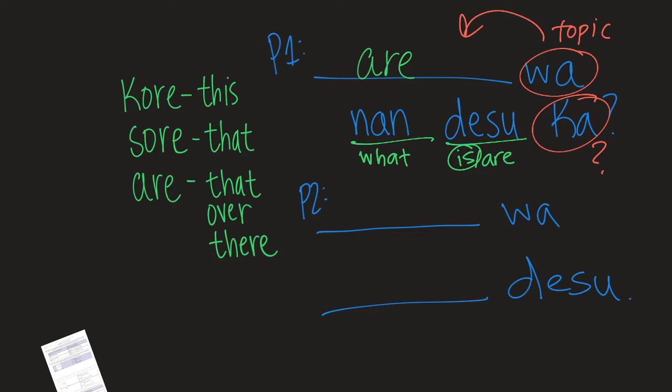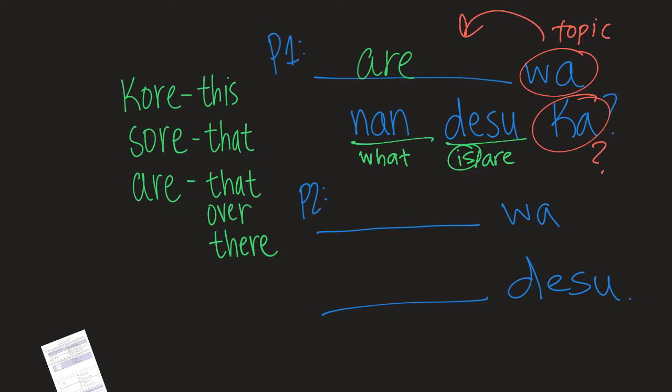Okay, repeat after me. Are wa nan desu ka? All together now. Are wa nan desu ka? Yoku dekimashita. Okay, let's move on to person 2.